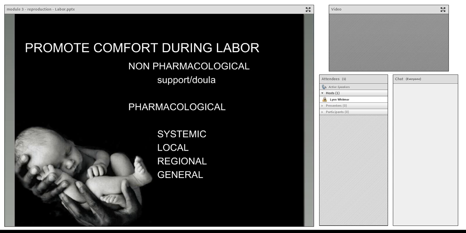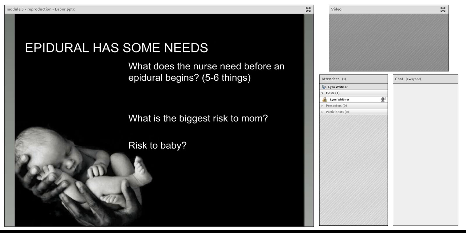Most popular, of course, is your regional anesthesia, which is your epidural. Epidural anesthesia has become extremely popular, and I would say 90% of most women expect and do have epidural anesthesia. And we will talk about what we need to do for that.